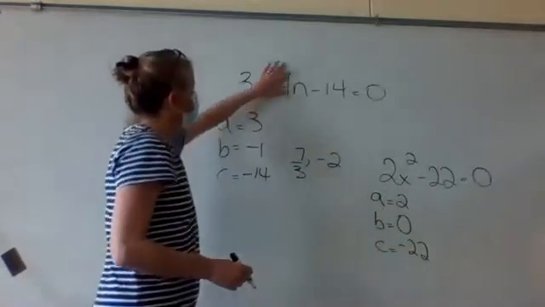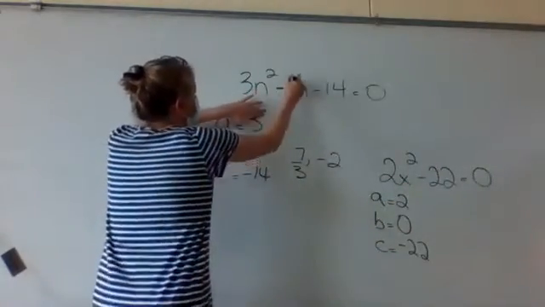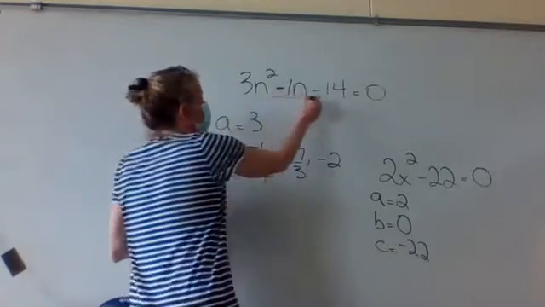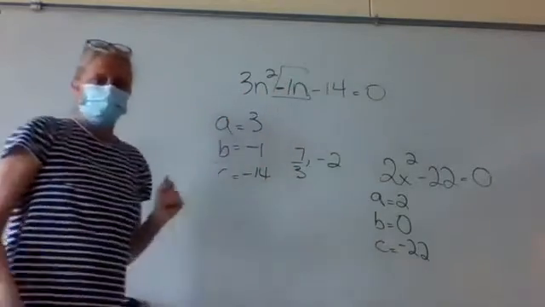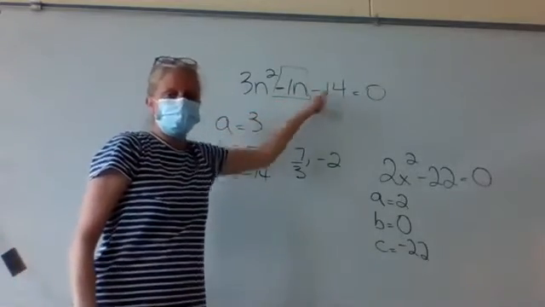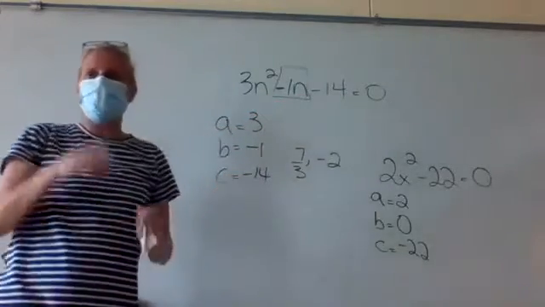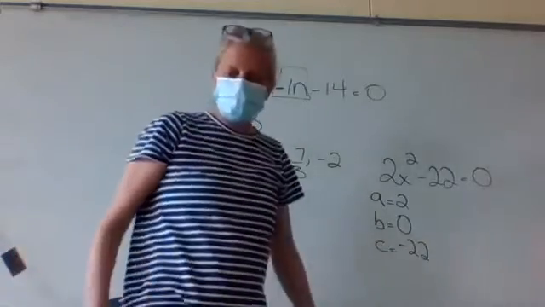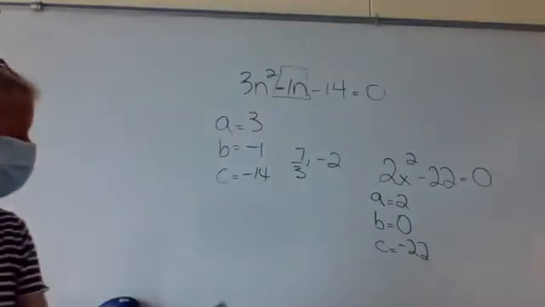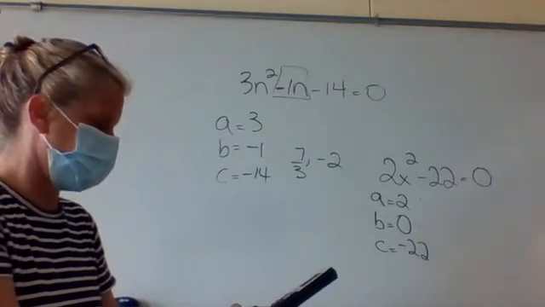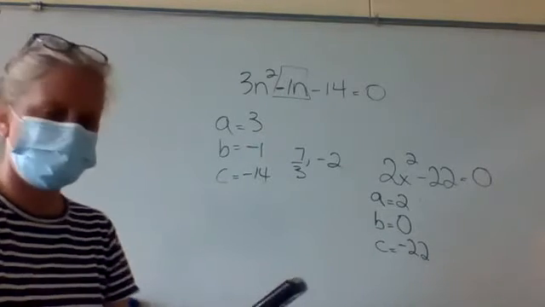So see this one, that's why there was a B, right? Because there was just a plain N. There was a squared, a plain N, and a constant. So that's why there was numbers for all 3 letters there. So what do you get when you put in that for A, B, and C? A is 2, B is 0, and C is -22.